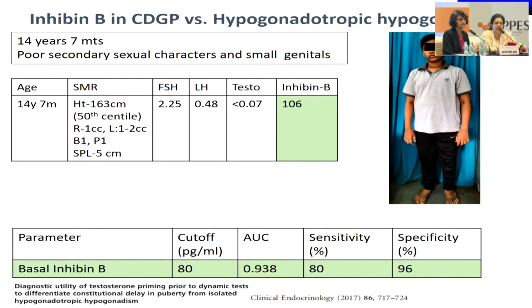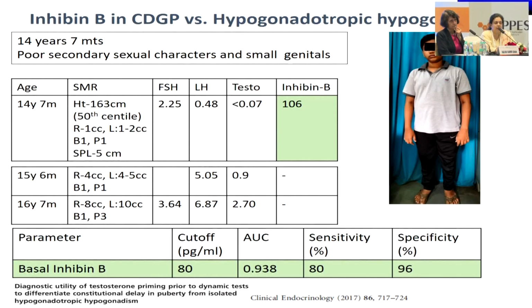So coming to the first case scenario, that of a 14-year-old male who comes with poor secondary sexual characteristics and small sized genitals. On evaluation, his height is on the 50th centile, but his genitals are prepubertal, and so is his biochemistry. But if you look at his inhibin B level, it is 106. And if you look at the cutoffs which I have represented below, which have a good sensitivity and specificity, he is way above that cutoff. So, keeping these cutoffs in mind, we decided to follow up this patient, keeping the provisional diagnosis of constitutional delay of growth and puberty.